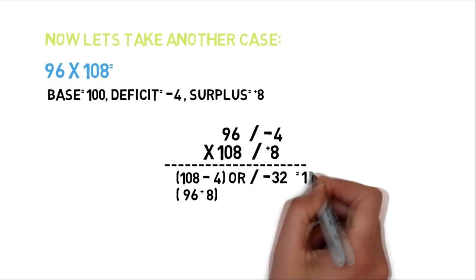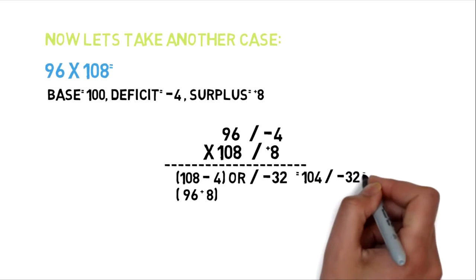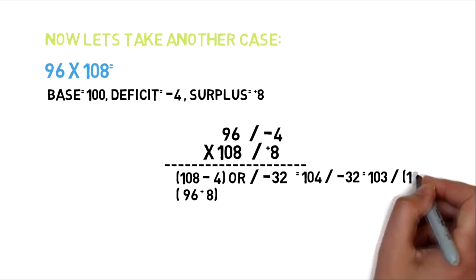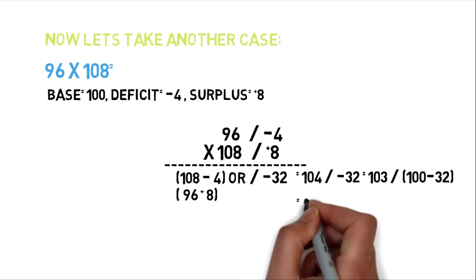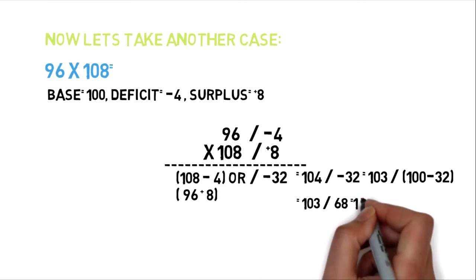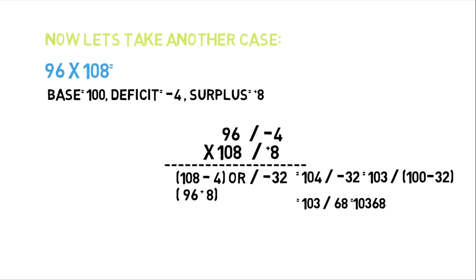Thus here we can write it to be 104 slash minus 32, which can be equal to 103 slash 100 minus 32. See, I carried over 1 from the left hand side, which becomes 100 on the right hand side. So we can write 103 slash 68, or the total answer could be 10368.